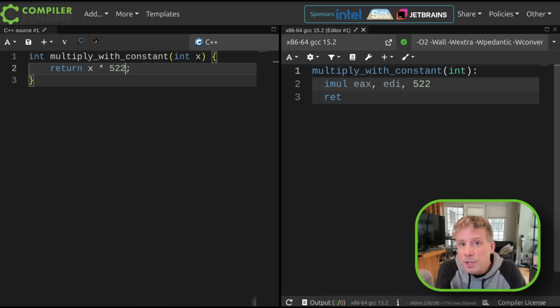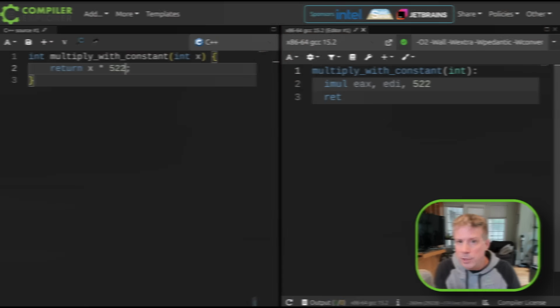The IMUL instruction here is one of the rare examples of an x86 instruction which does in fact have a separate destination operand. So here, IMUL EAX EDI 522 allows us to multiply EDI by 522 and put the result in EAX all in one go, which is pretty cool.